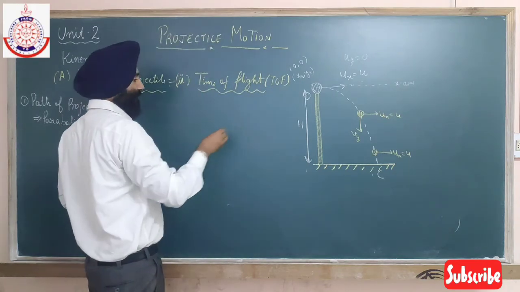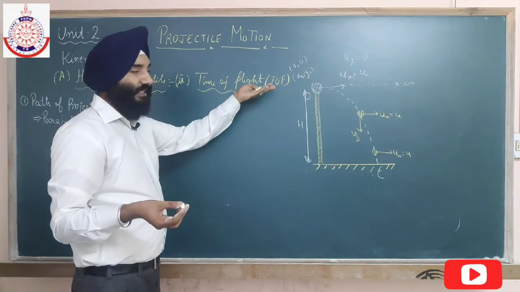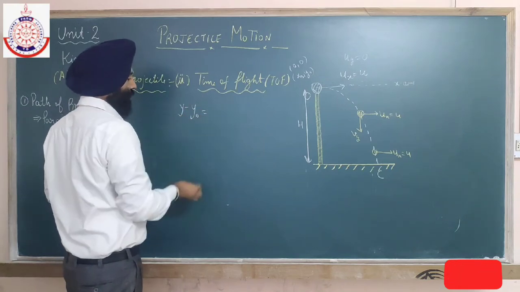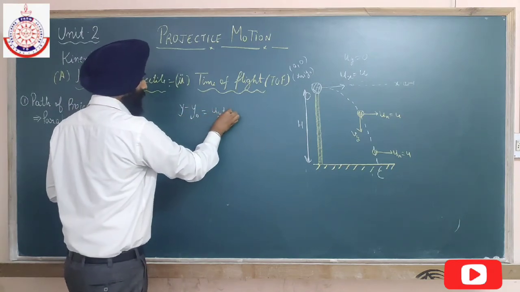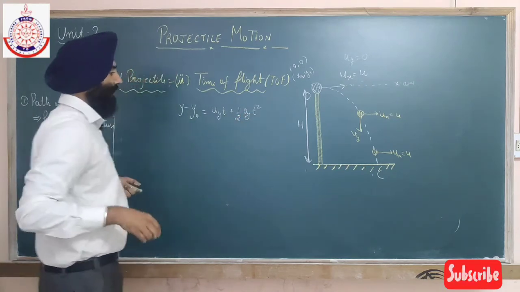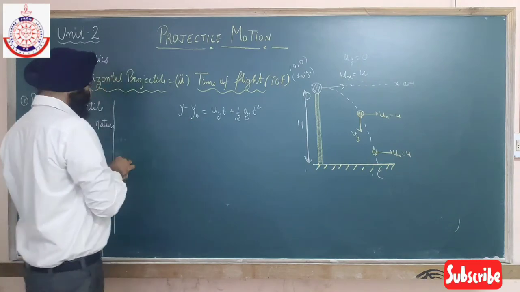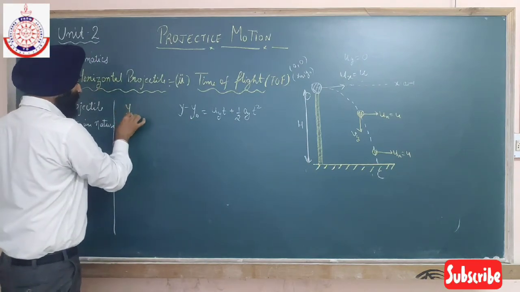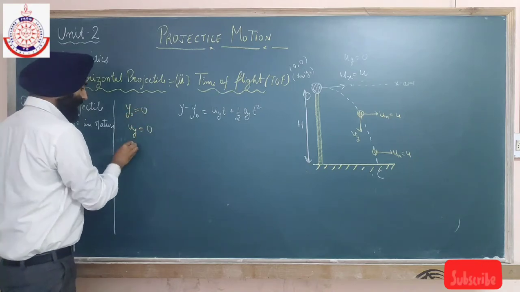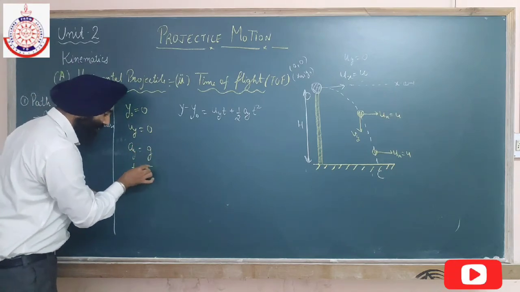So simply, for this time of flight I have to take the vertical conditions. So y minus y naught equals u_y t plus half a_y t square. You know that this is the equation for the vertical component. So here the conditions are: initial position is 0, initial velocity along the y-axis is 0, and acceleration along the y-axis is g, and suppose the time of flight is capital T. Fine.